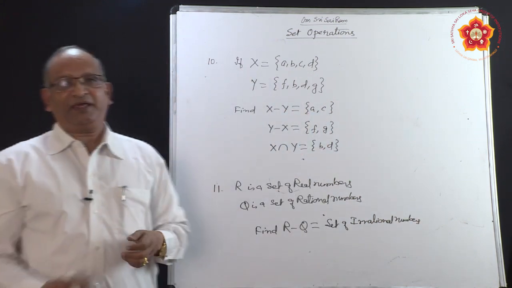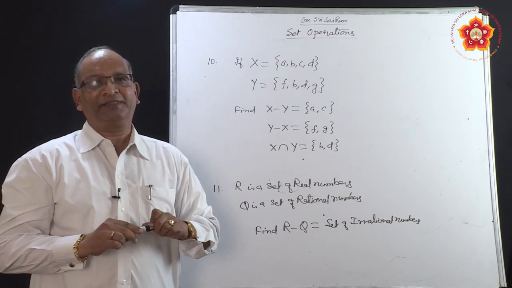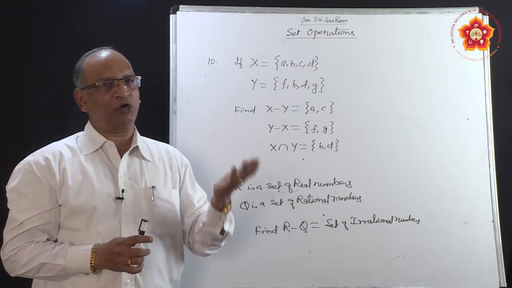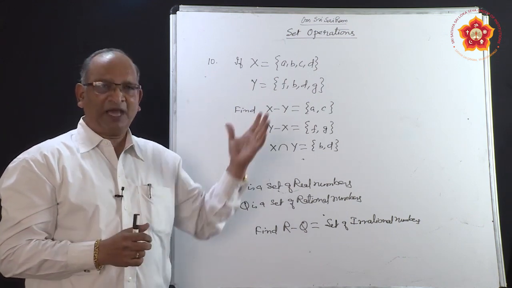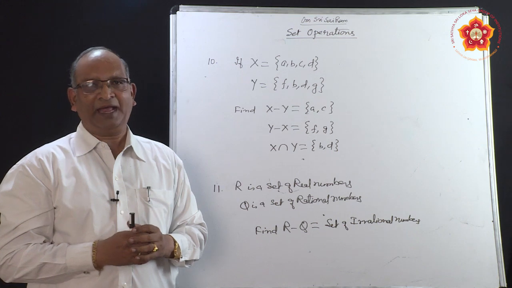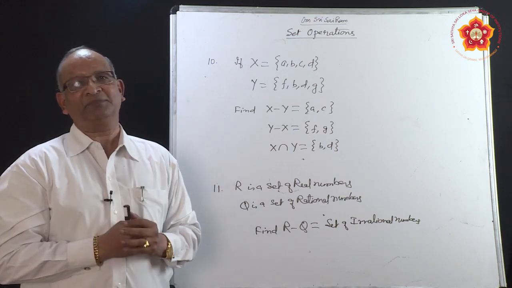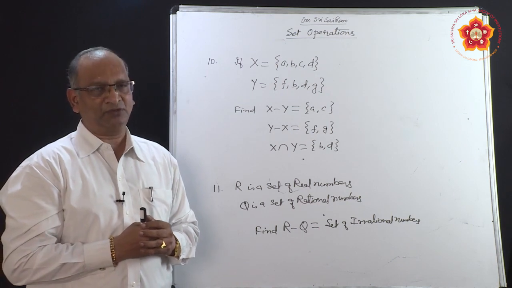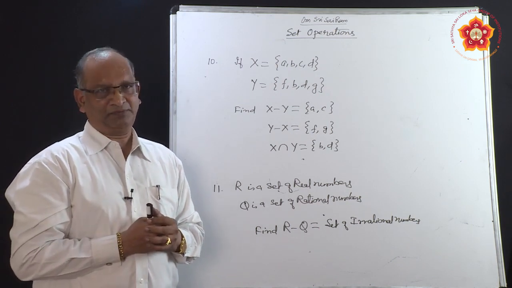So in this way, we find that the problems of this exercise are quite simple. They are based upon set operations called union, intersection and difference of two sets. We have solved some problems, and as an assignment, you will be doing rest of the problems of the exercise from the textbook, and we have covered the exercise 1.4.